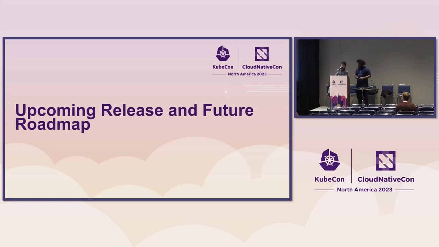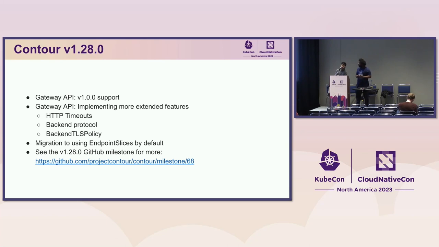All right, and now a quick chat about upcoming stuff in Contour. We can see the plans for the Contour 1.28 release in the GitHub milestone. You should be able to see that on our GitHub repository. But here's a highlight of some of the things that are currently planned for the release. We're planning on supporting Gateway API v1.0, since many of you may have seen that announcement here at KubeCon and on GitHub as well.